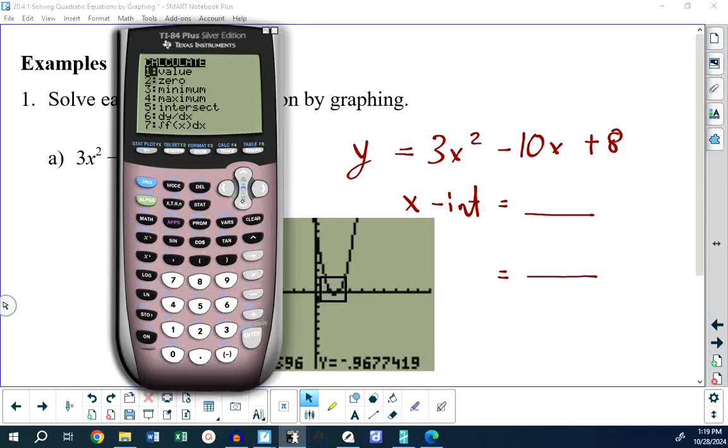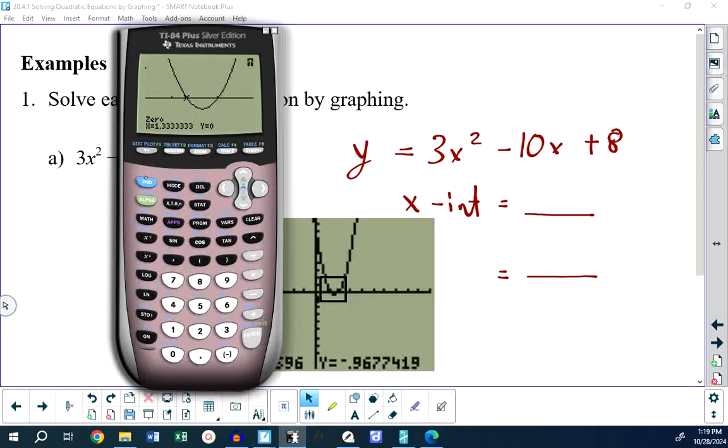Now I can go to my calculate menu and choose 0. Go to the left. Enter. Go to the right. Enter. Hit enter a third time and I get 1.3 repeating. Another feature of your calculator that I think is very useful that I don't know that we've used. Right now, when you look at that, under the word 0, it says x equals.